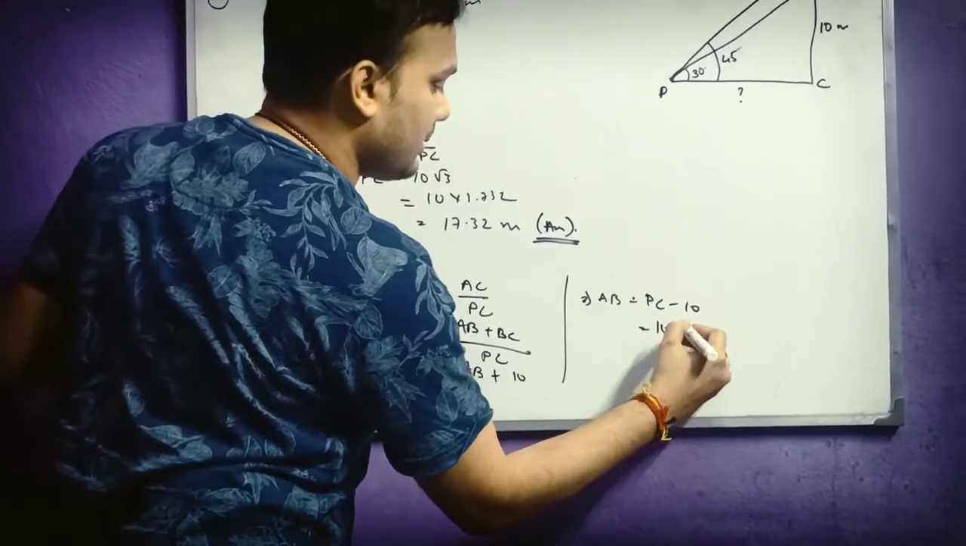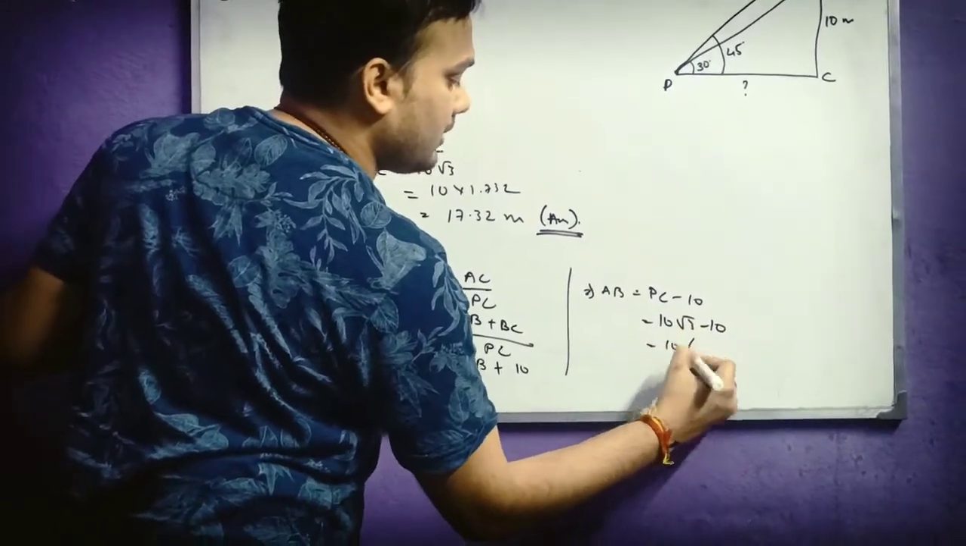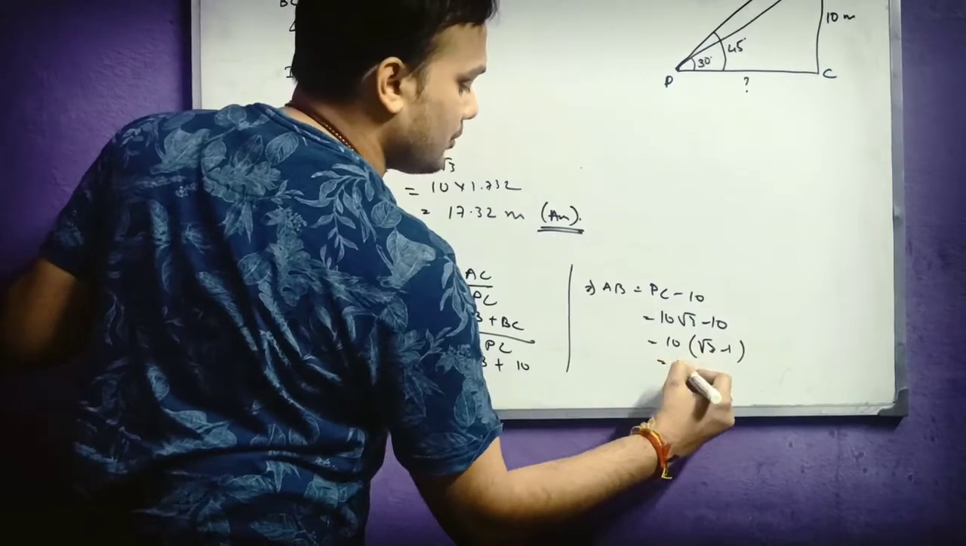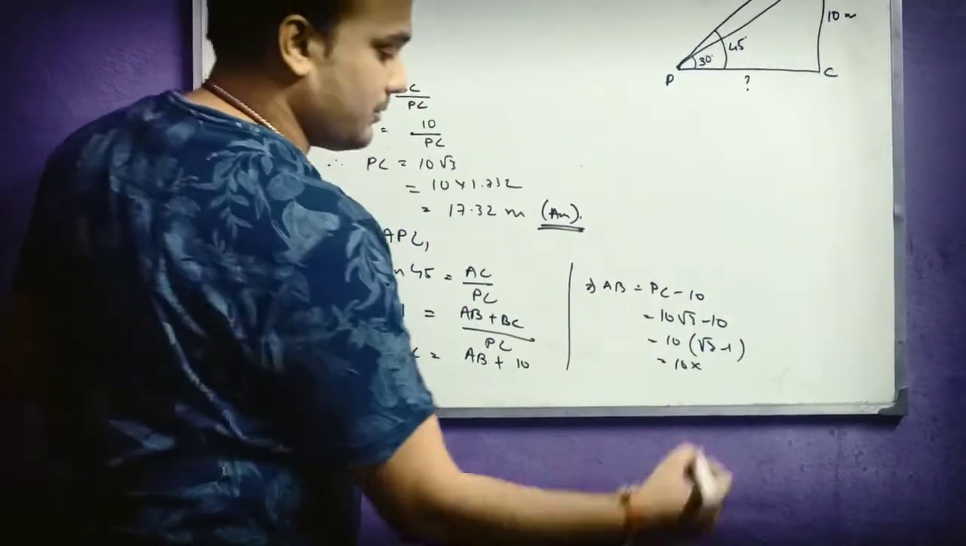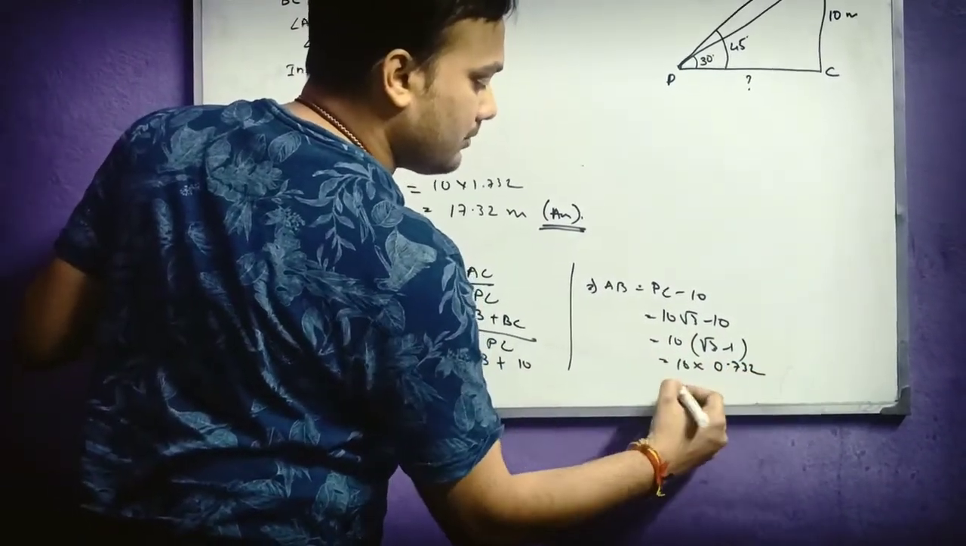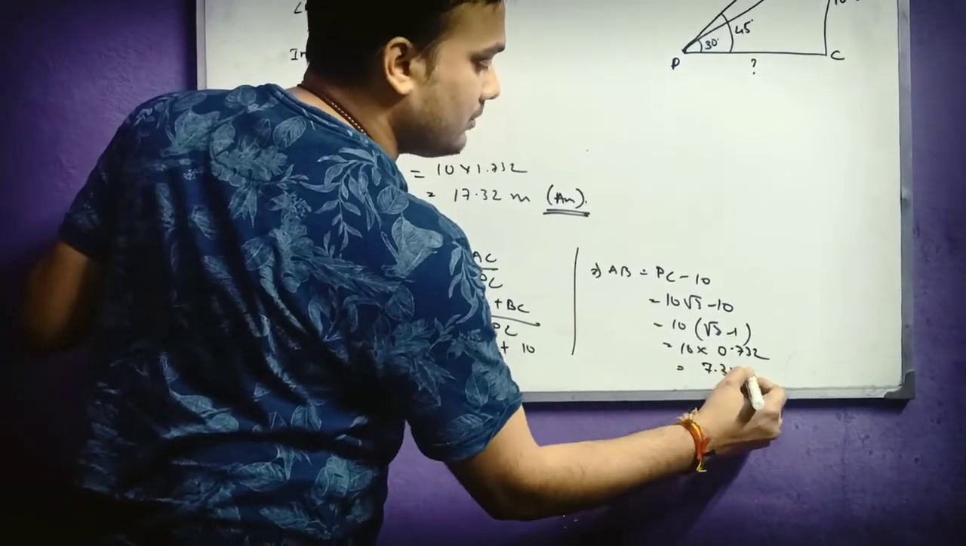PC is 10√3 minus 10. If you take 10 common, √3 minus 1. So 10 into (1.732 minus 1), 0.732, that means 7.32 meter.